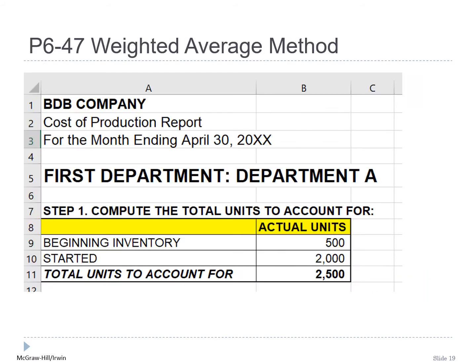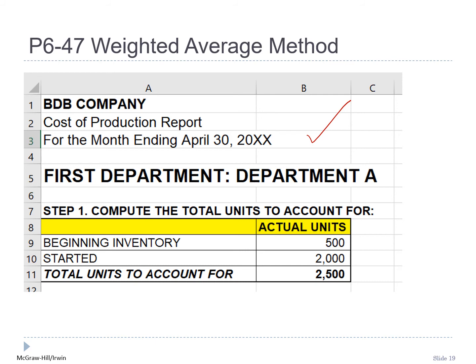Ayan, so let's prepare the cost of production report in the first department. So, ang unang gagawin dyan, yung cost of production report, by the way, yung Excel will be uploaded dun sa cloud natin para mas makapag-refer kayo. So, ito yung first part ng cost of production report. Syempre, laging may heading. So, BDB Company Cost of Production Report for the month ending April 30. Kasi for current month lang yan.